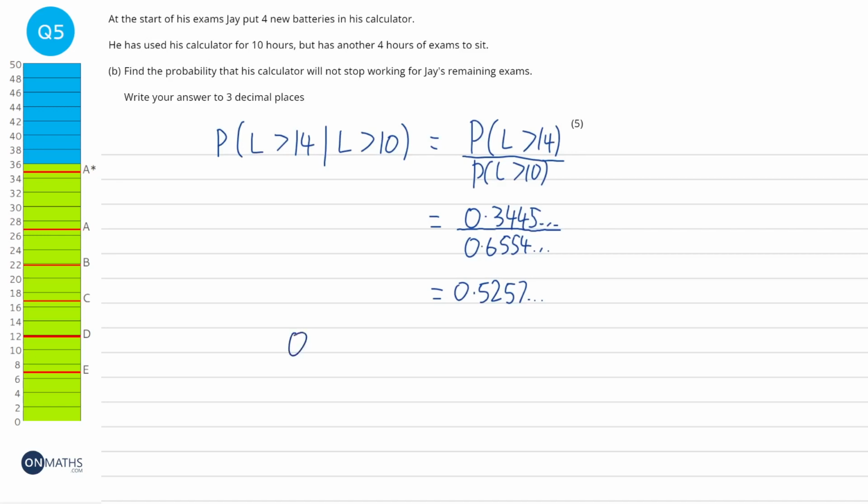So we're going to do 0.5257 times by itself times by itself times by itself times by itself, so to the power of 4, and that'll give us 0.0763, and to 3 decimal places will be 0.076.